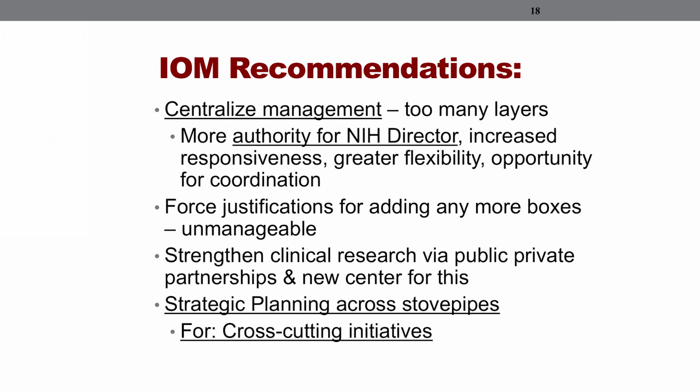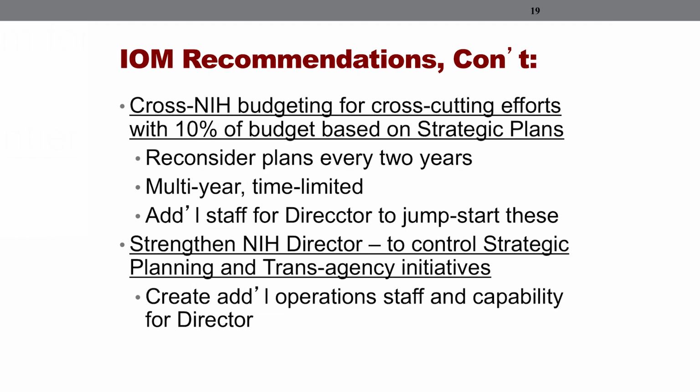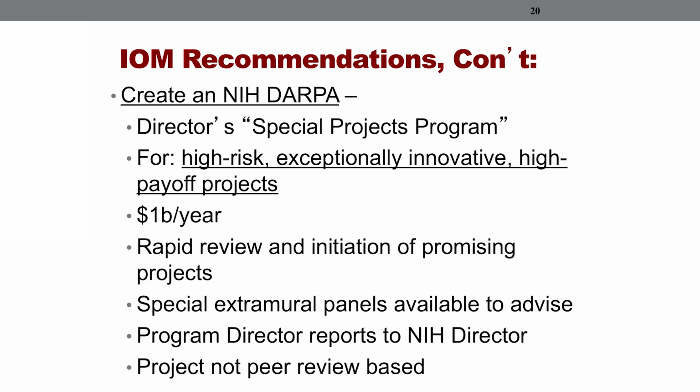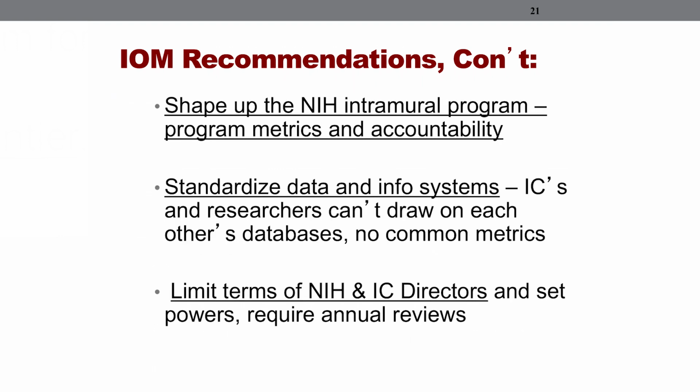So the IOM recommended much more centralized management, giving more authority to the director of NIH, getting the director to engage in strategic planning across the institutes so they got onto cross-cutting plans, doing cross-cutting budgets. So this idea of taking 10% of the budget and funding the strategic plans. Actually, Congress worked on implementing that through the Common Fund. Strengthening the control of the director over these cross-agency initiatives was key. They also recommended creating a DARPA within NIH to go after the high-risk, high-reward projects.